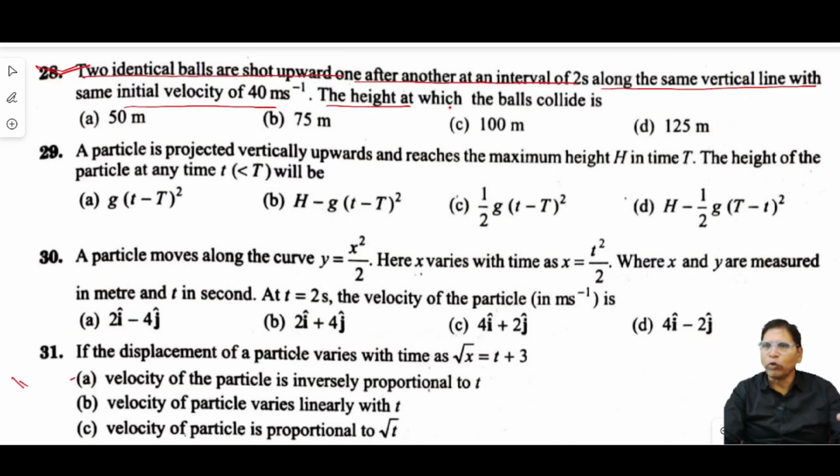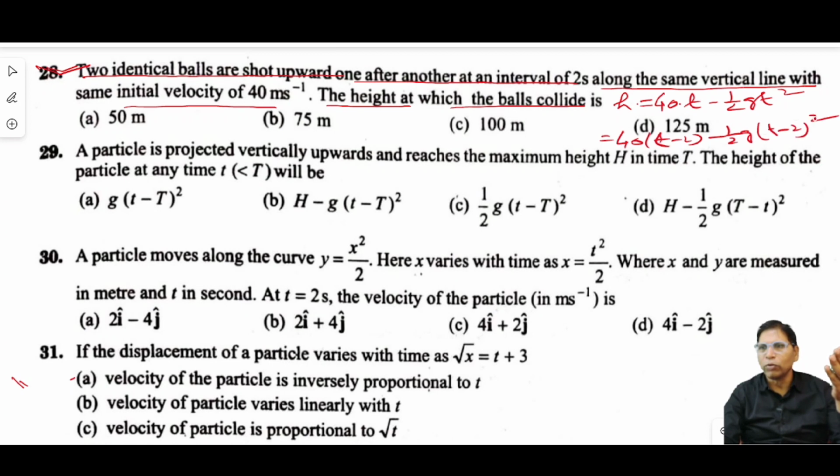The height at which the ball collides. Now at the point of collision, the height ascended by both the balls is h. So look at this. For the first ball, h = 40t minus half g t squared. For the second ball, h = 40(t minus 2) minus half g (t minus 2) the whole squared.